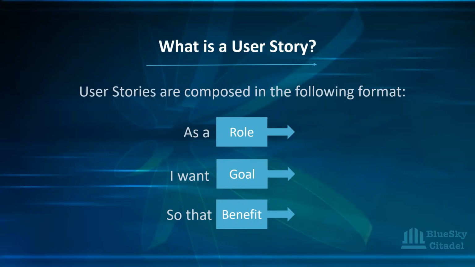Remember in the last session that we did, the gathering requirements session, I briefly touched on as a, I want, so that. This is how you compose a user story, and it's composed in this format: as a role, who you are, I want, the goal, so that, the benefit. Okay, and we're going to go along, look at some examples, and it will all begin to make a little bit more sense as we go along.